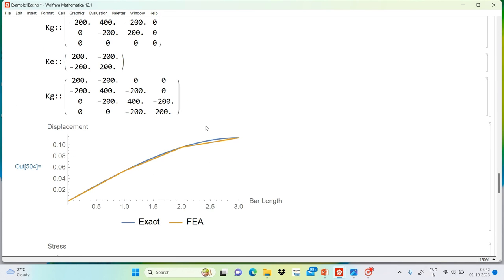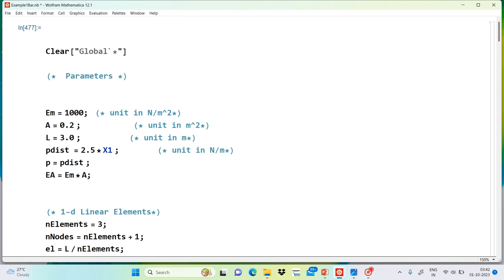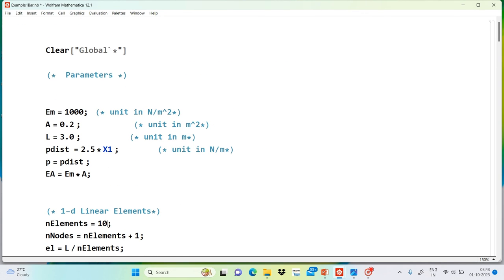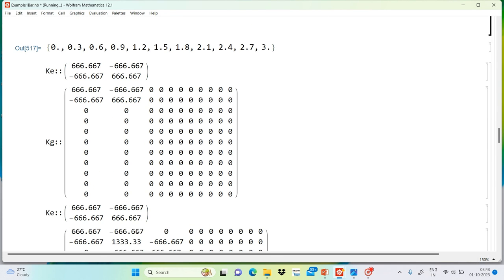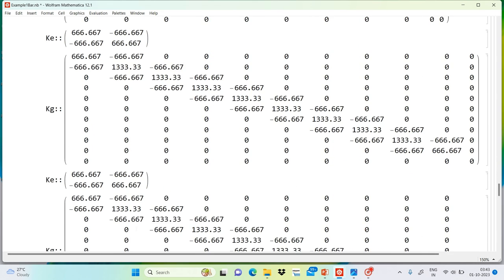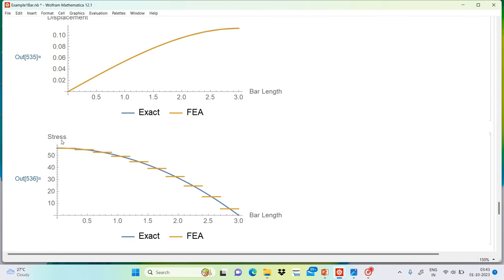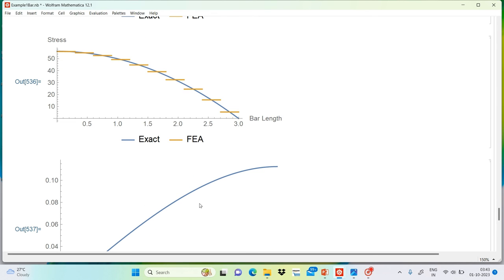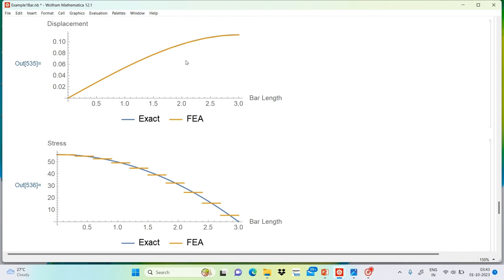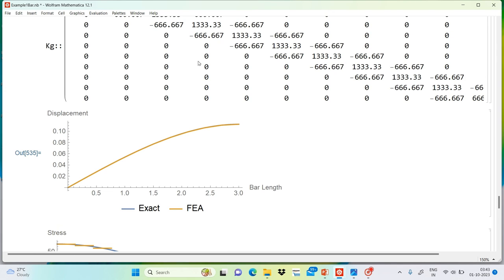Okay, so if we increase the number of elements, suppose here we are using 3 elements, if we take 10 elements, let's say, what would be the results? Now we will see. For 10 elements we are seeing that the exact solution and the finite element solution are the same for the displacement function, but for the stress there is the jump, but better results than before. So now we can say that if the number of elements increases, we get much better results. So today we have solved the bar problem using linear elements. In the next class we will try to solve for the quadratic elements. Thank you.